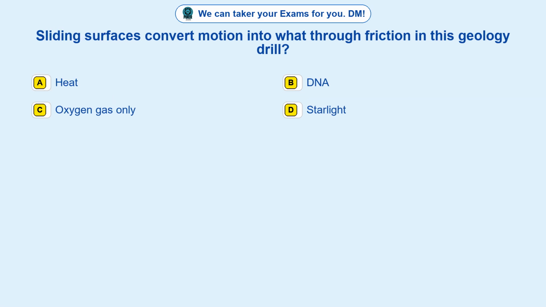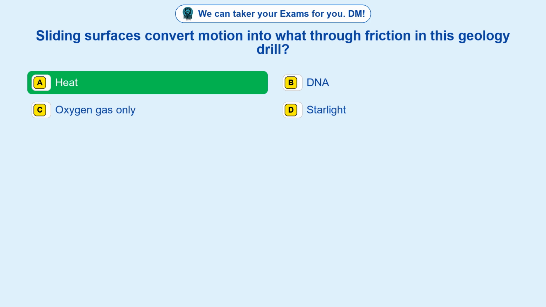Question 64. Sliding surfaces convert motion into what through friction in this geology drill? Option A, heat. Option B, DNA. Option C, oxygen gas only. Option D, starlight. The correct answer is option A.